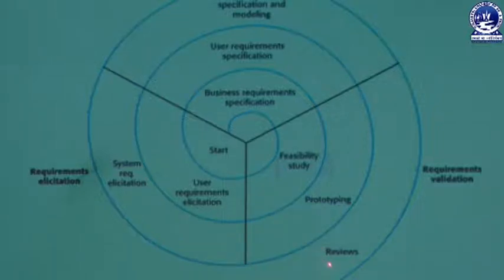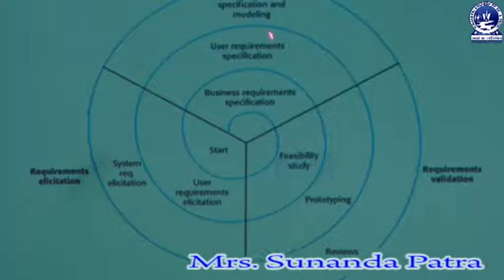Once the customer accepts this document, we will have the system requirement document. If we divide this into 3 quadrants, this is the requirement validation, this is the requirement illustration, and this is the requirement specification.